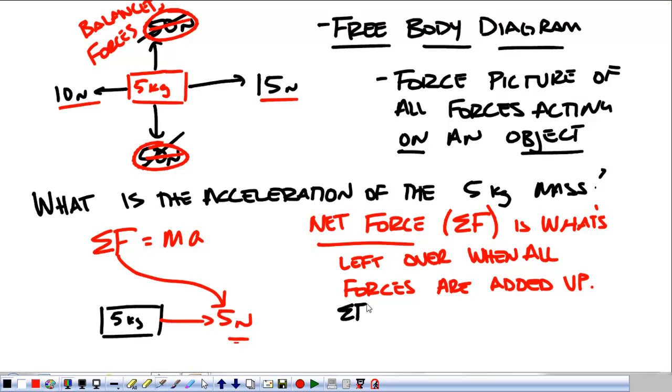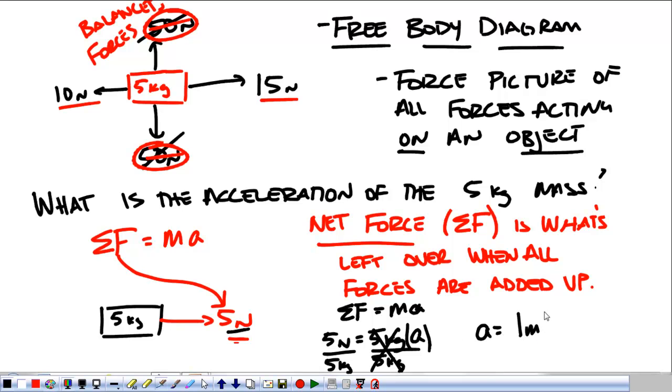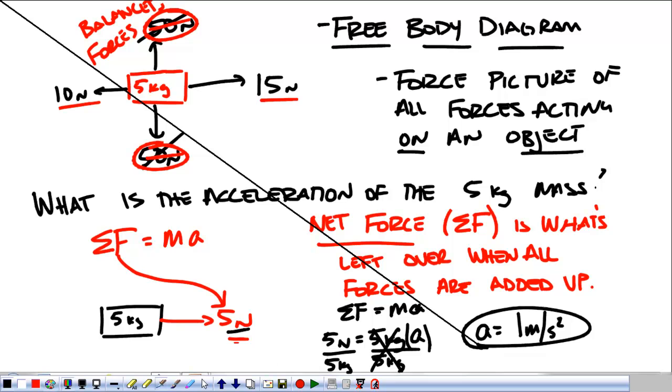So let's do this. Sum of my forces equals mass times acceleration. 5 newtons is the sum of my forces. Mass is 5 kilograms, and we need to find the acceleration. So we divide both sides by 5 kilograms. A newton divided by a kilogram is a meter per second squared, and my acceleration comes out to be 1 meter per second squared. So that's a quick example of how we can add up the forces acting on an object.